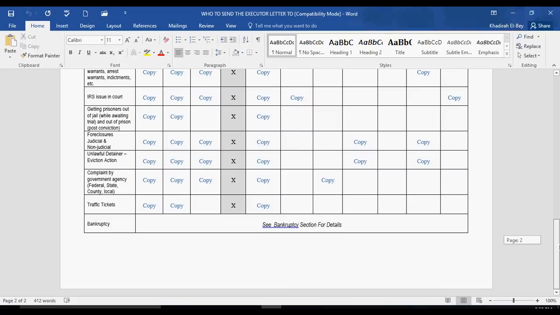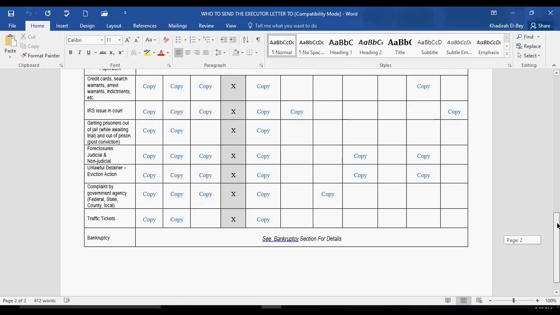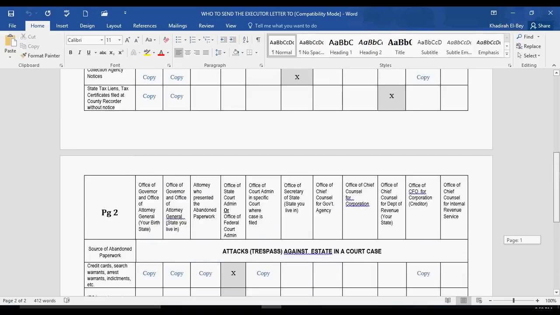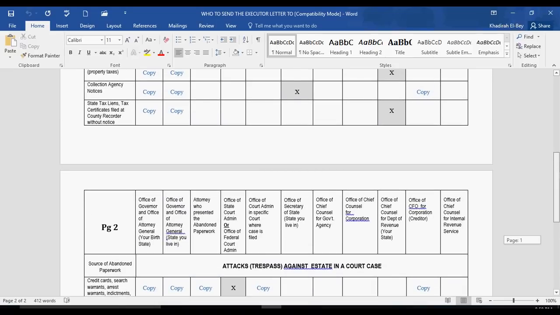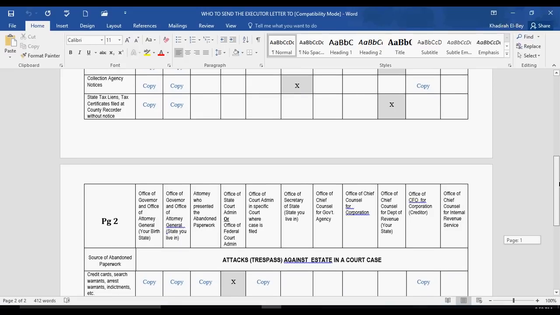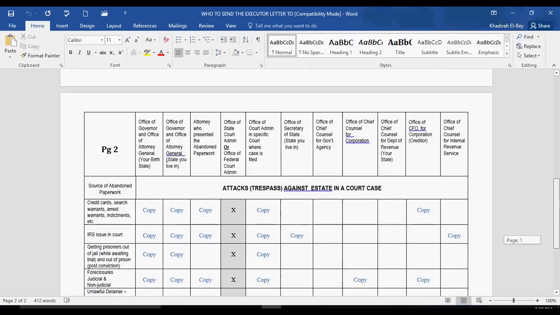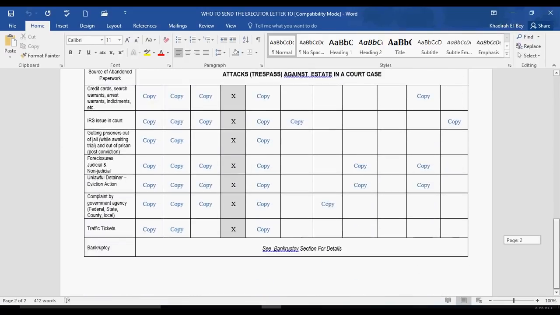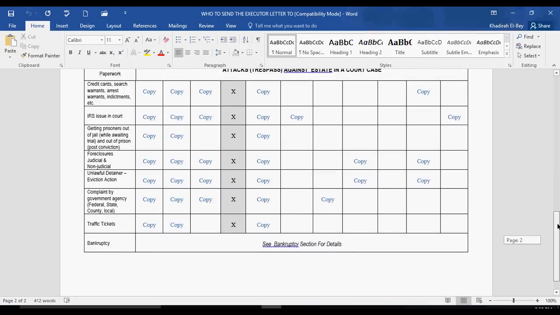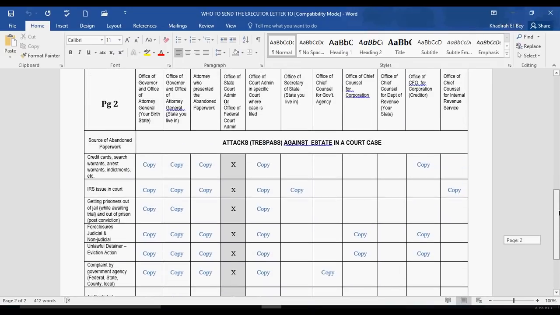Complaints by government to agency, federal, state, county, or local. That's the Office of Governor, Office of Attorney General. That's the birth state or state you're in. Attorney who represents the abandoned paperwork, Office of the State Court or Federal Court, depending on which area. Office of Court Administration and specific court where the case is filed. Office of Chief Counsel for the governmental agency.